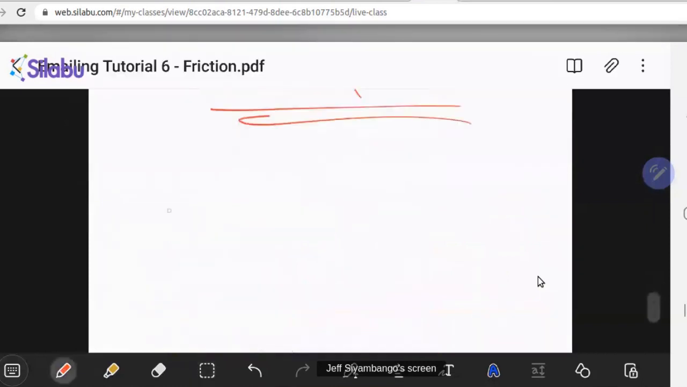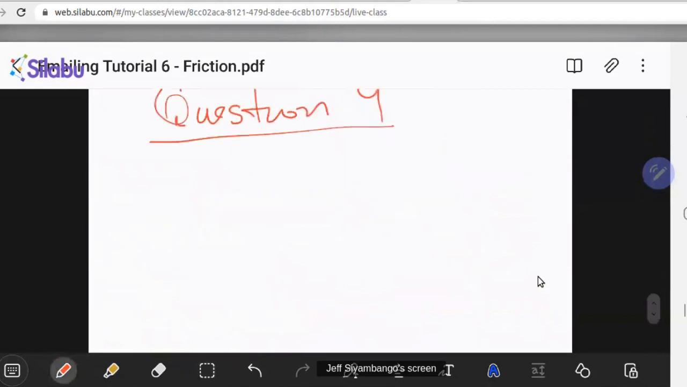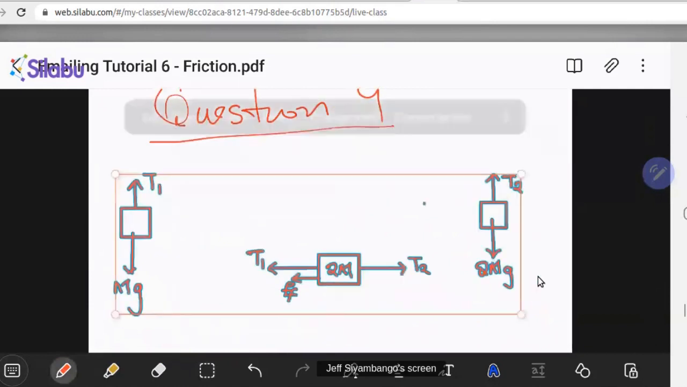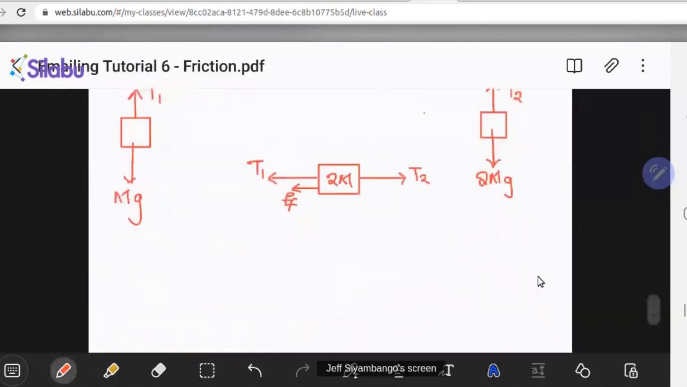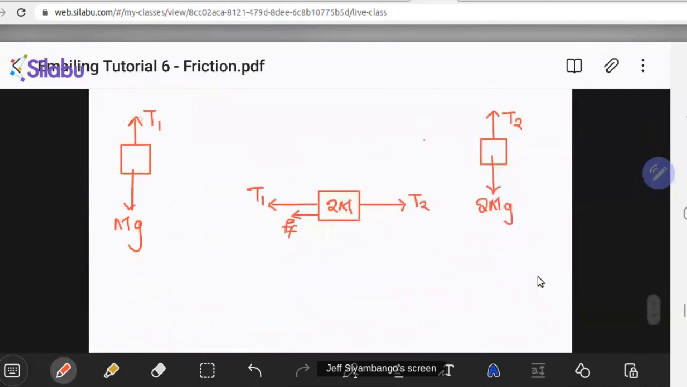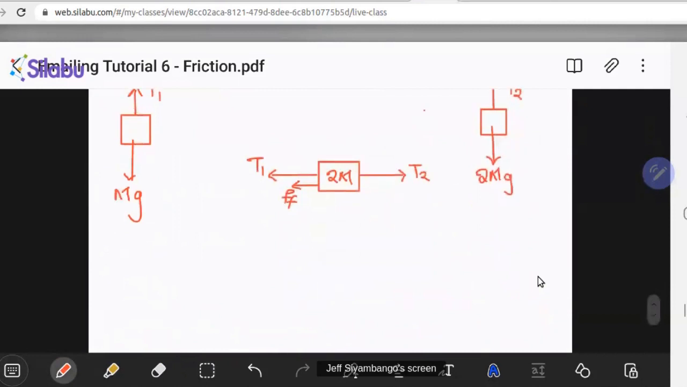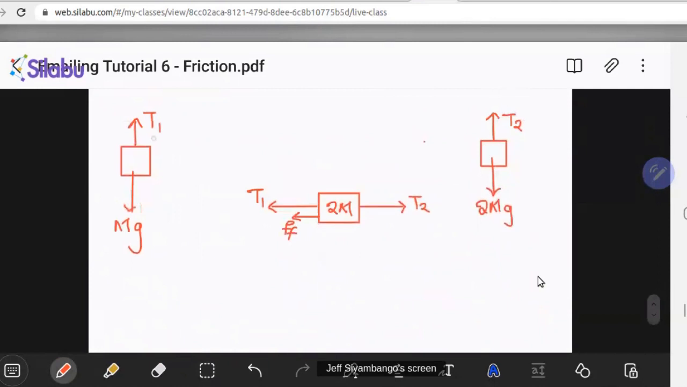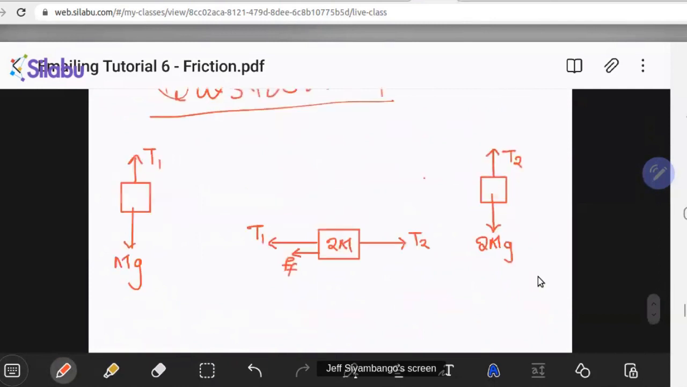So this is question 9. It's up to you where you want to start, but I'll start with block 1 here. For block 1, we see there's nothing happening in the x-axis. Everything is in the vertical axis. Now, remember how it goes.